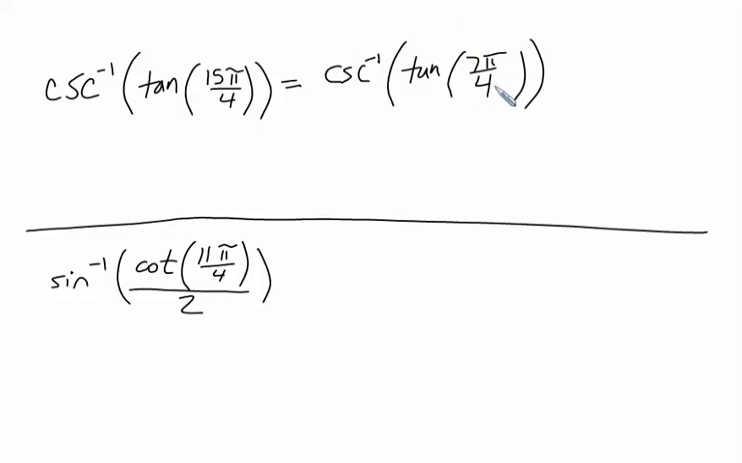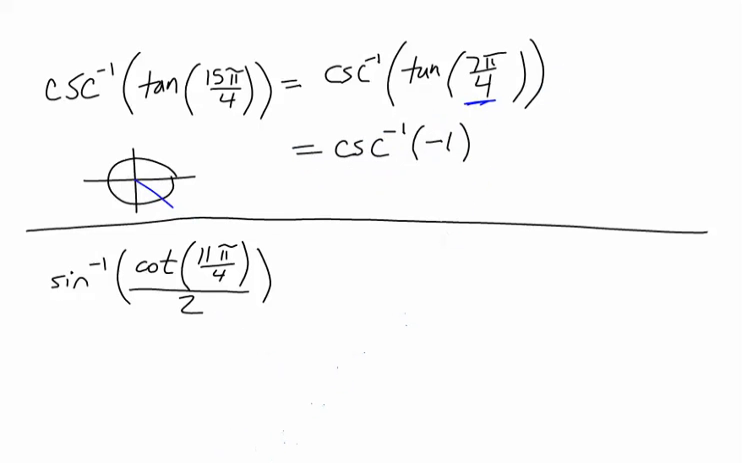Now if we think about our unit circle, 7 pi over 4, and that's what we're viewing first, we're just going to look at the fact that 7 pi over 4 on the unit circle is down here. The tangent at that spot will be negative 1, so this turns out to be the inverse cosecant of negative 1, which basically is saying, where is the y value on the unit circle equal to negative 1? That'll be down here, which means the answer to this question would be a negative pi over 2.